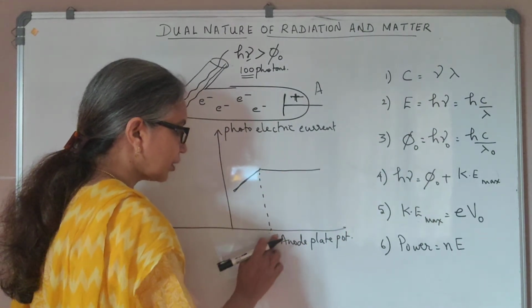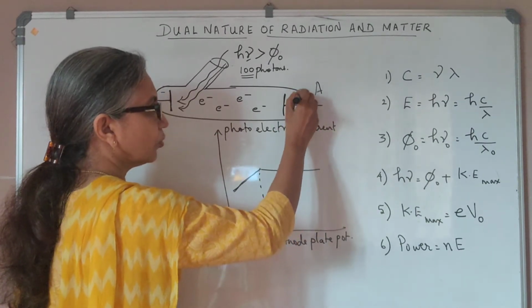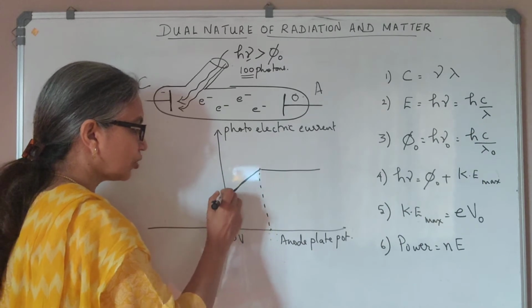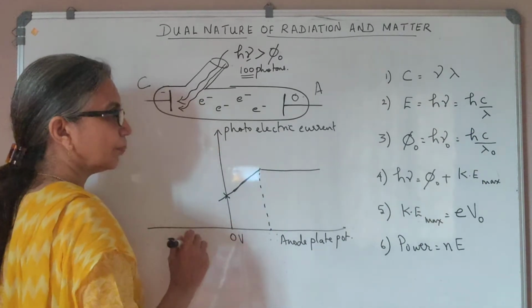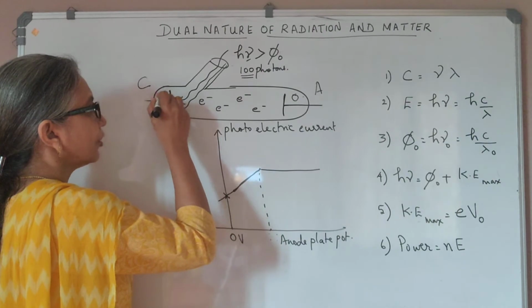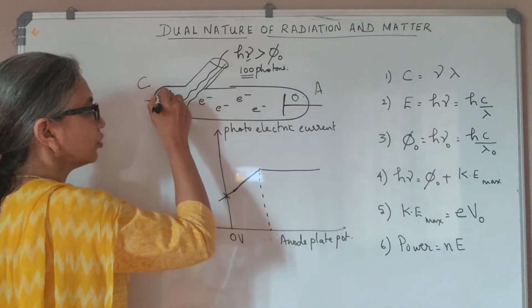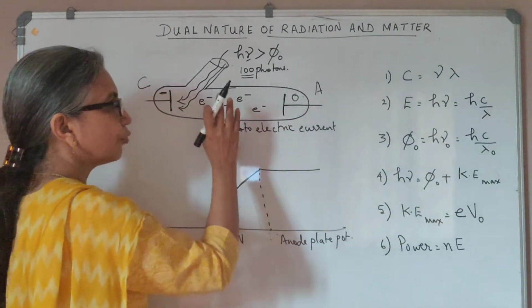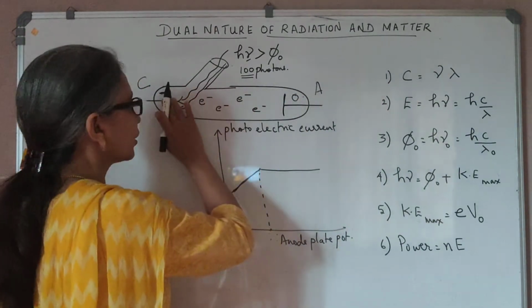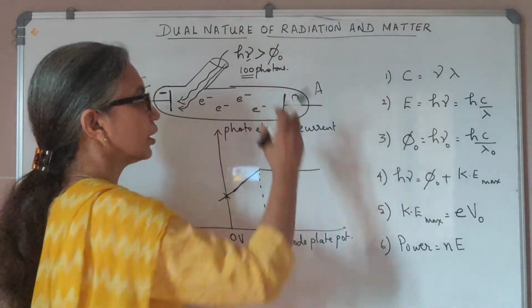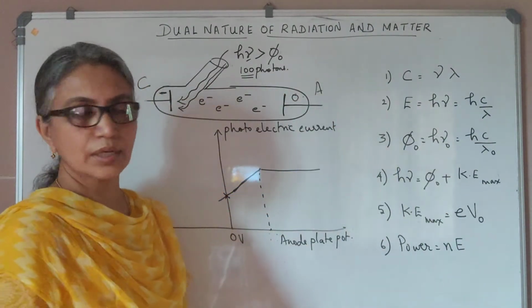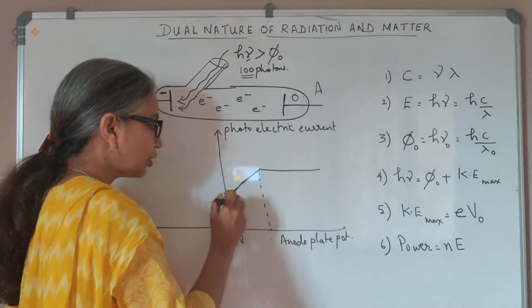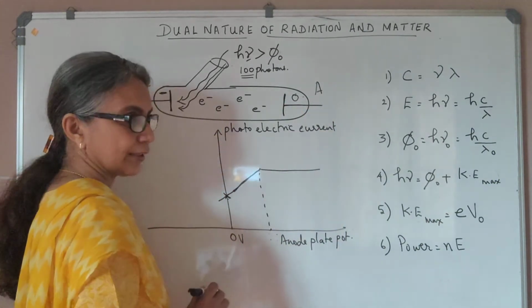Now suppose I bring this plate potential to 0. So this is 0 volt. The photoelectric current will not drop to 0 because with respect to the cathode, the anode is positive. 0 is positive with respect to this. So for an electron, since the anode is positive with respect to the cathode, it will still accept electrons, but the number of electrons accepted will be much smaller. So the photoelectric current also is lesser.